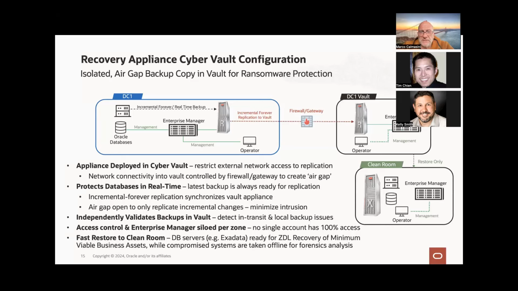The one thing I want to mention at this point is that the recovery appliance replication only replicates incremental backups. We never replicate full backups. The virtual full is created on the cyber vault side in the same way it's created on the primary. So the fact that we only transfer incrementals reduces tremendously the time that is needed for the gateway to be open, right? This also means that you can open the gateway multiple times a day for shorter periods of time, because we always replicate incrementals.